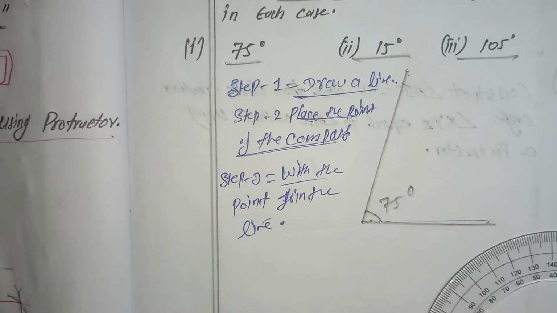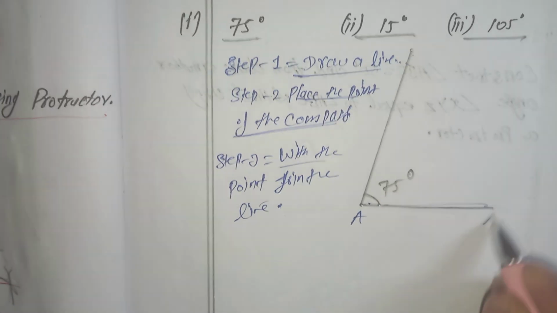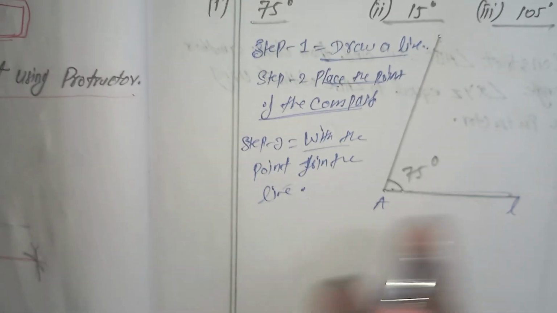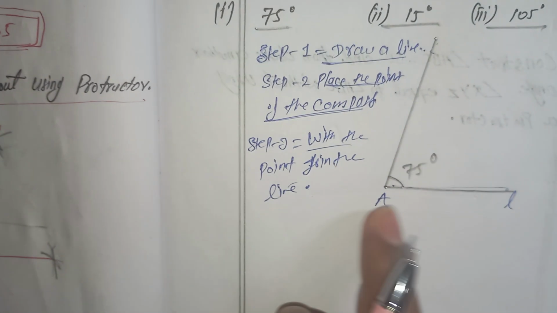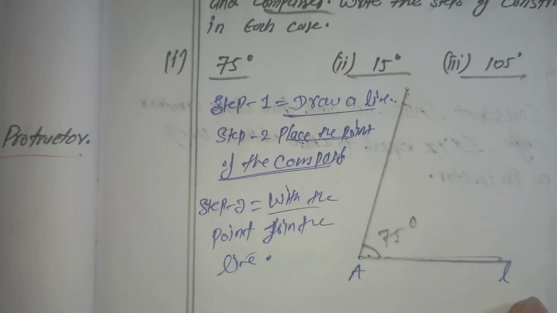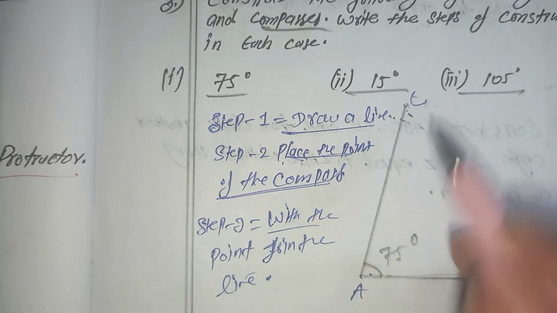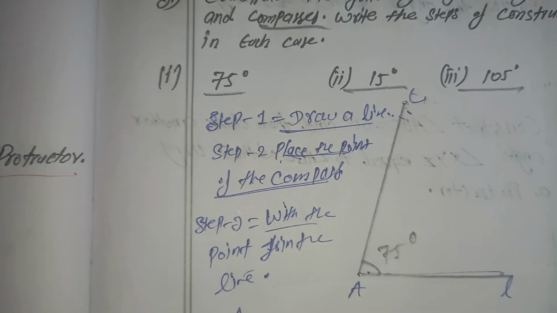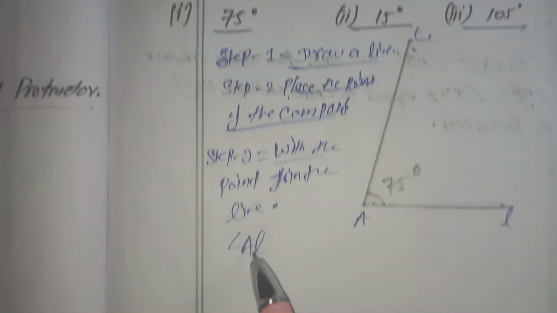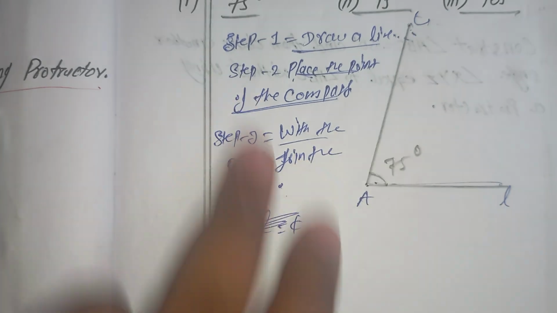Over. This is the 3 steps, but in your textbook it is given differently, right? Draw a line, and the angle name is given as A and L. Then it tells you to place the point. Suppose this point is C, then join the point A and C. It is telling like that, but don't do such things, just the 3 steps.